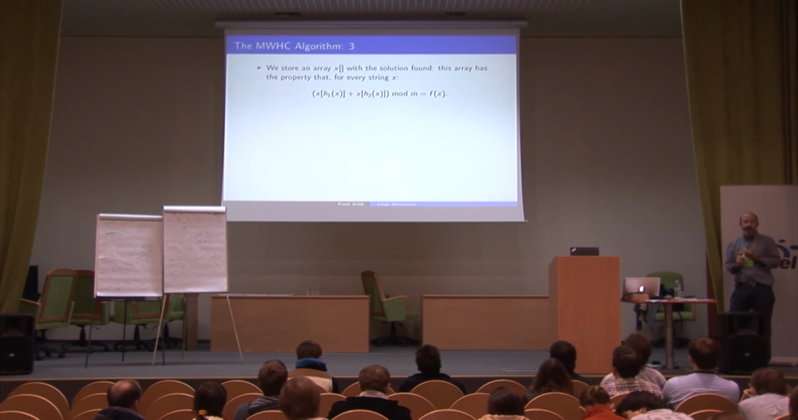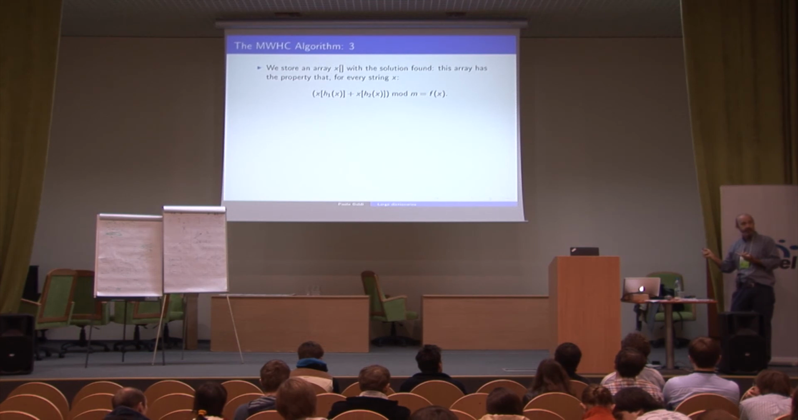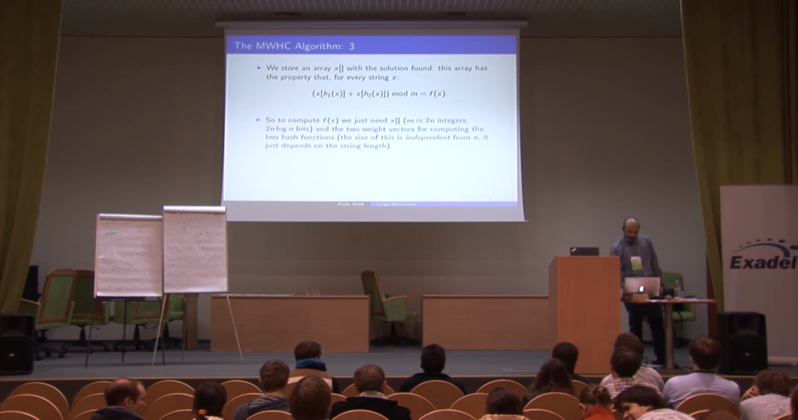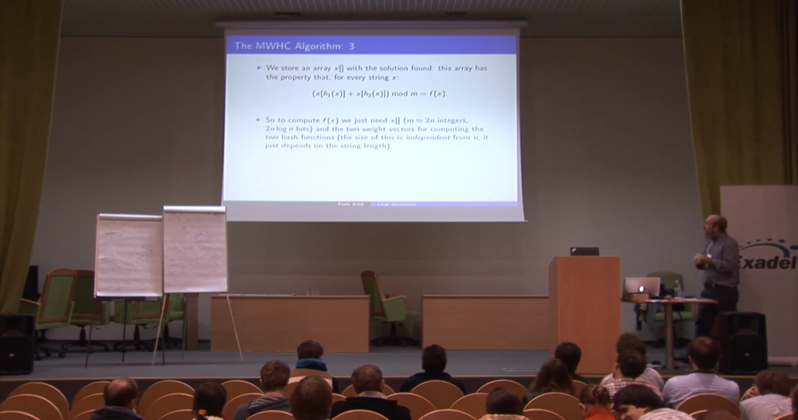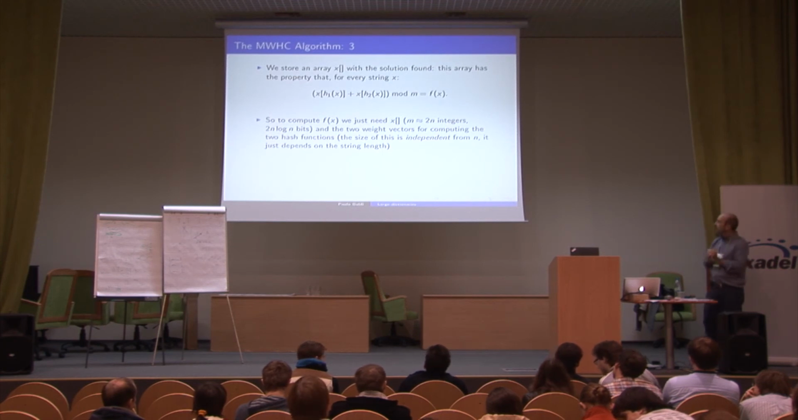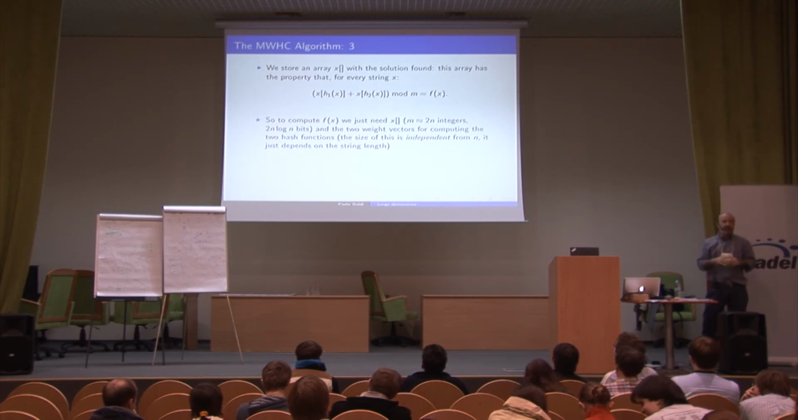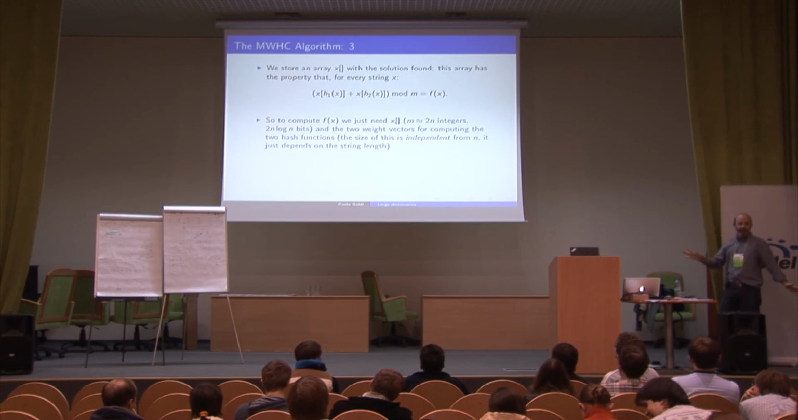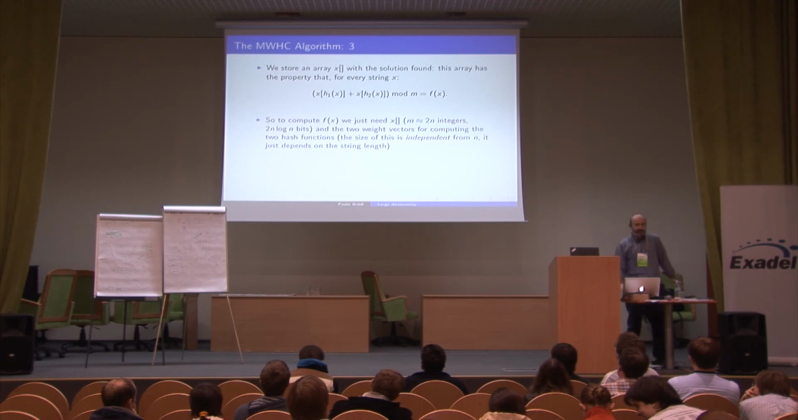How big is the array X? As I told you, you can choose the array X in such a way that it is 1.75 times the number of strings. So you just need 1.75 times the number of strings integers, which is much less than the strings, right? So more or less, you need about 2n integers, which means 2n log n bits, plus the two weight vectors that count nothing. 2n log n bits instead of all the strings. Okay, so it's almost nothing.